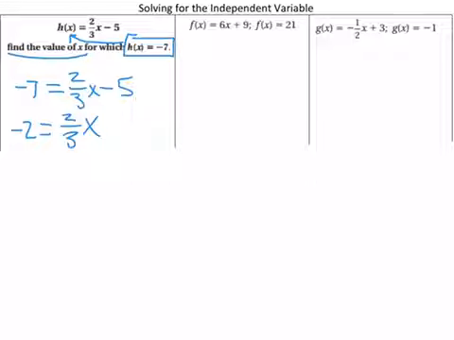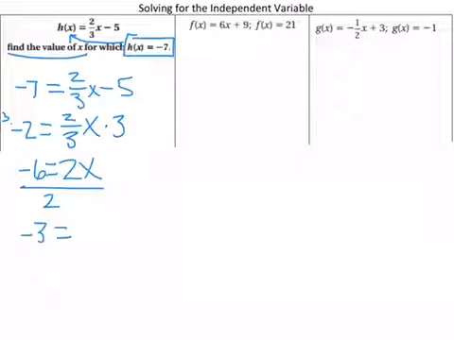Now, here's a little trick. If you think of 2/3 as separate entities, 3 is really dividing 2. So I'm going to multiply both sides by 3 so I don't have to use my calculator. And I'm getting negative 6 equals 2x, because 2 is on the top of the fraction, the numerator. Now I'm going to divide by 2, and I get negative 3 equals x.